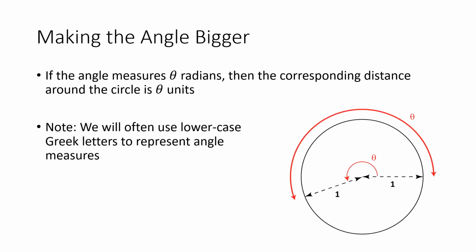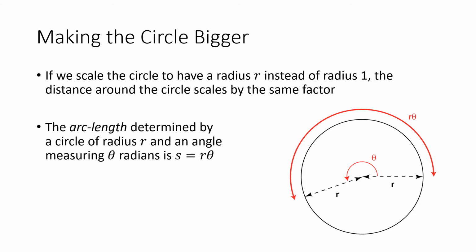But now let's make the angle different. If we make the angle bigger, so if we have an angle of theta radians, then the distance around the outside of the circle will be theta feet, meters, kilometers, etc., whatever distance units we're using. So the angle measured in radians tells us exactly the distance around the outside of the circle. So that's the usefulness of radians. But what if our circle doesn't have radius 1? Well, if our circle has radius r, then the distance around the outside of the circle is r times theta, where again, theta is the measure of the angle in radians.